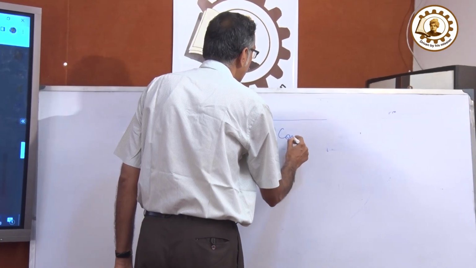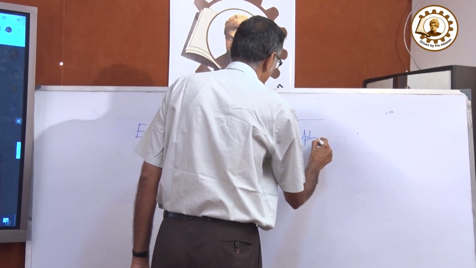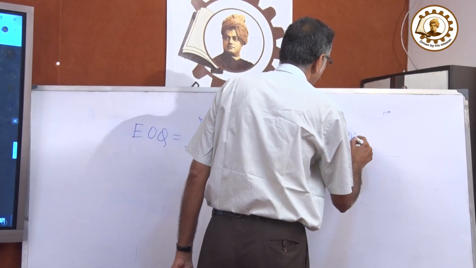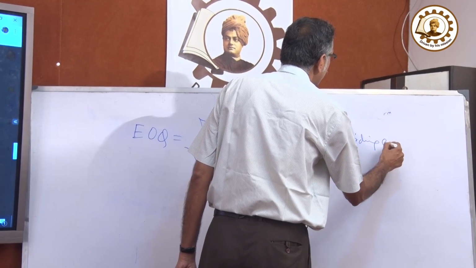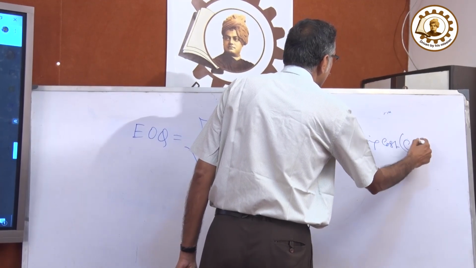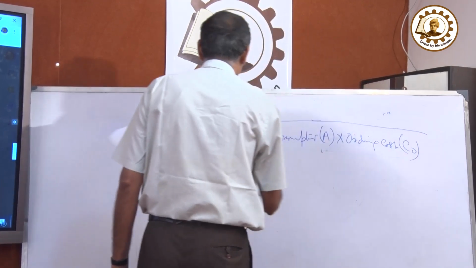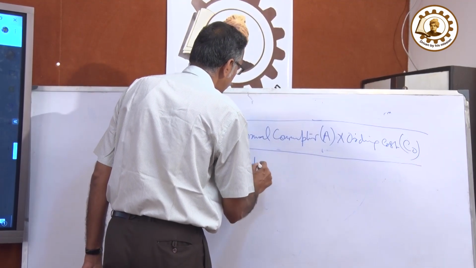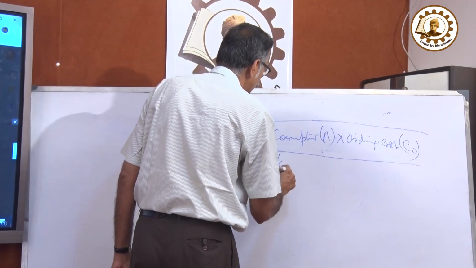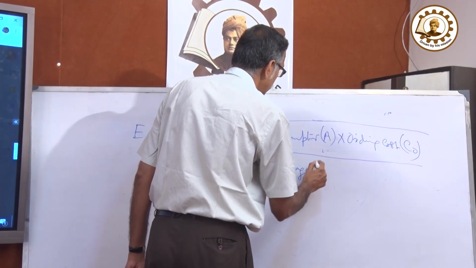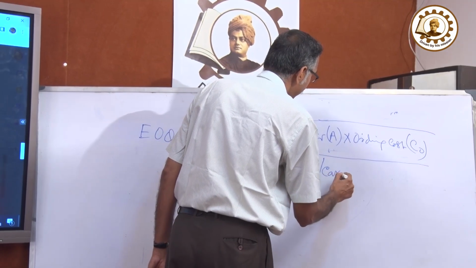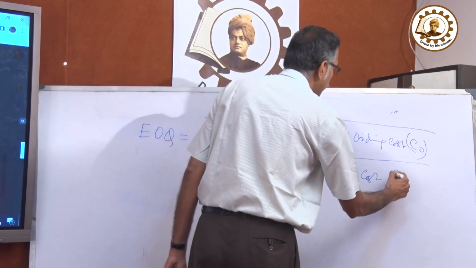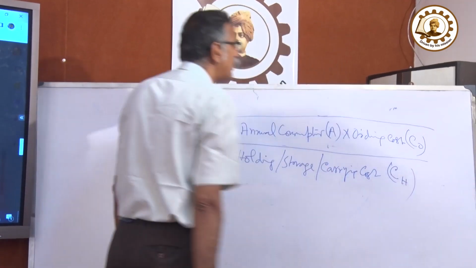is the root over 2 into annual consumption, normally denoted by A, into ordering cost, CO, divided by holding cost. Holding, or storage, or carrying cost, the same thing, the same meaning. You may denote it by CH.